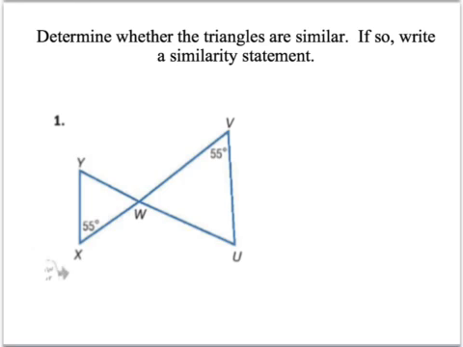For this first example, we're going to determine whether the triangles are similar, and if so, write a similarity statement. If you recall from your notes, we had the angle-angle theorem, and that meant that if we had 2 pairs of angles that were exactly the same, then we have similar triangles. So we have angle X as 55 degrees and angle V as 55 degrees. So we have one pair. Then the 2 triangles share angle W. Angle W are vertical angles, which means that we have 2 pairs, or angle-angle theorem.